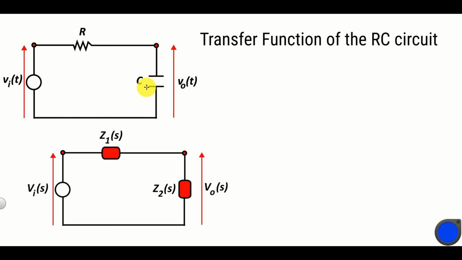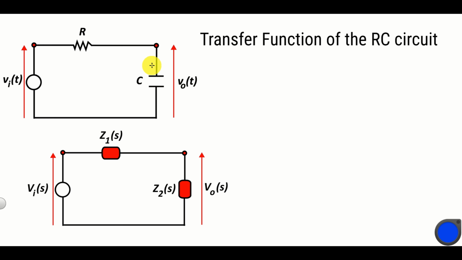Let's first briefly analyze this circuit. The circuit consists of three components. It consists of the capacitor, resistor, and this voltage source. We assume that the voltage Vi of t, where t is time, is the input voltage, and we assume that Vo of t is the output voltage. That is, we assume that the output voltage is the voltage across the terminals of the capacitor.